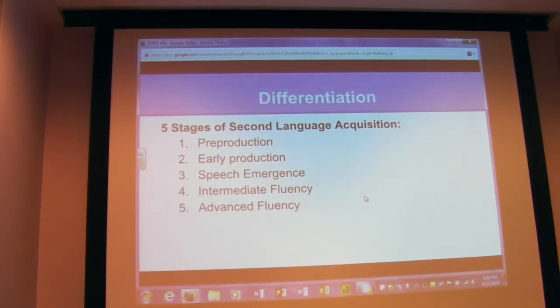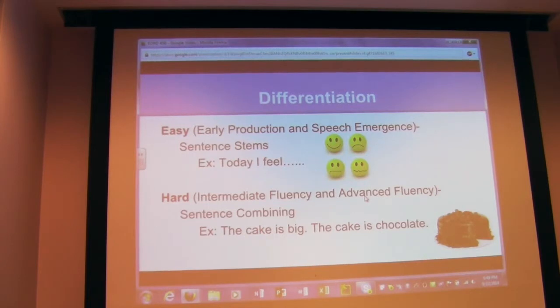As seen on the PowerPoint, the 5 stages of second language acquisition are pre-production. This is where there are no sentence techniques at this stage because the student does not verbalize. The second one is early production, speech emergence, intermediate fluency, and advanced fluency. In order for teachers to differentiate in an effective way, they need to be able to recognize what stage of second language acquisition their English language learner is in.